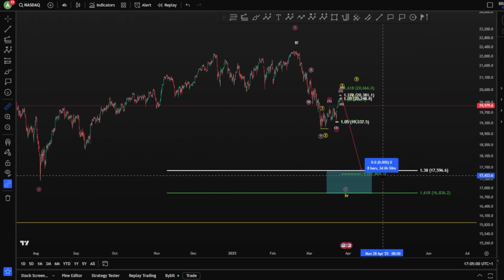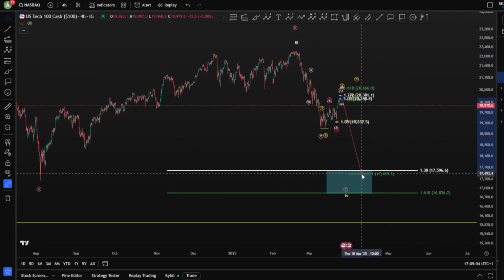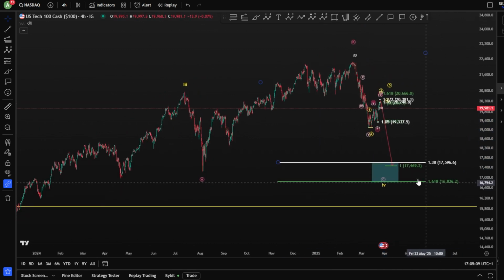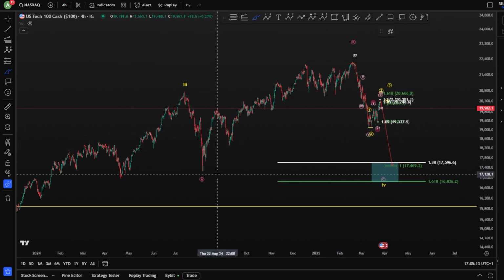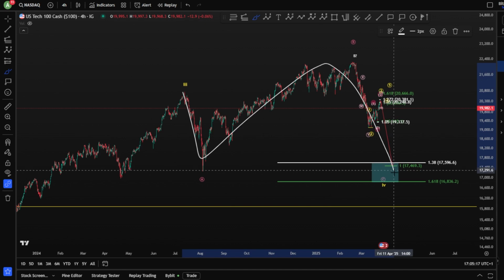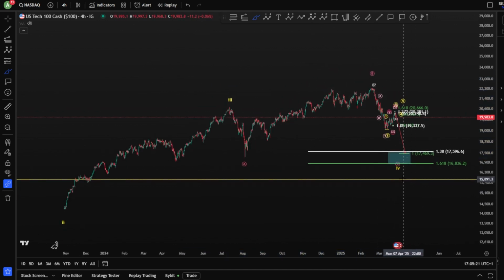So potential 17,469 is our target for NASDAQ again. Unless we take the 1.618, which is also possible for both case scenarios. And of course, it's going to reclaim that this is a wave, expanding flat wave. So this is what we are looking for.